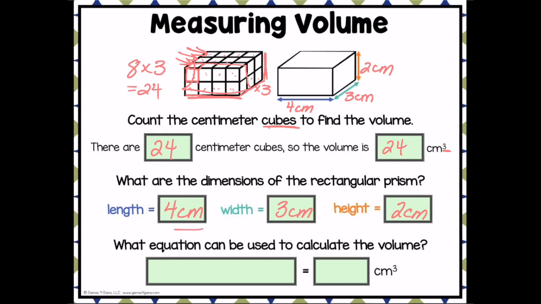We're taking 3 measurements and multiplying them together. So what could this equation work out to be? It could be 4 centimeters times 3 centimeters times 2 centimeters, 3 things that we are multiplying together. 4 times 3 is 12, times 2 is 24 centimeters cubed. So there's a few ways that we can figure this out.